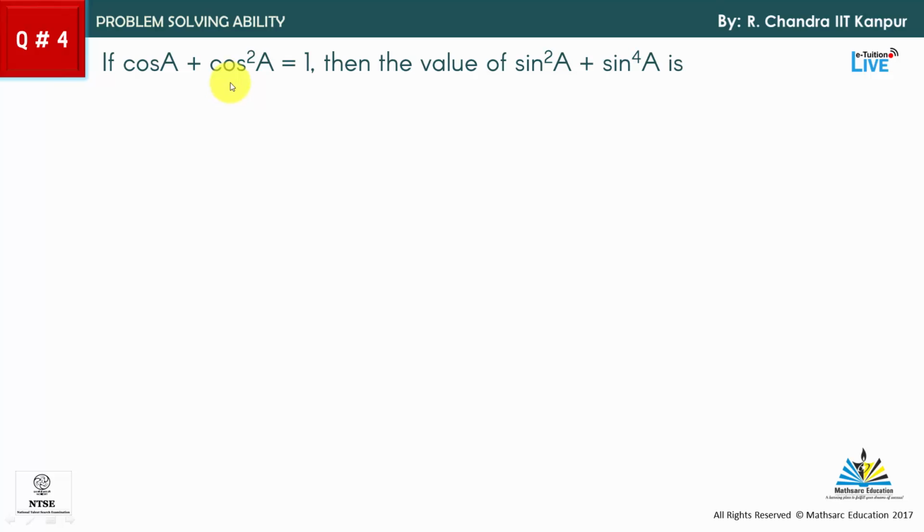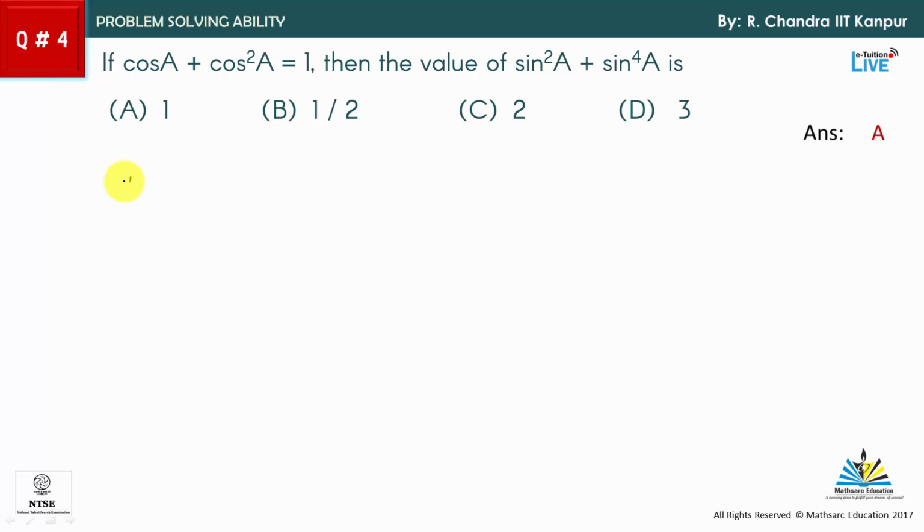If cos A plus cos square A equals 1, then the value of sin square A plus sin to the power 4 A is, we have 4 options, A, B, C and D. So here is the answer for this question. You can solve on your own and match your solution. The answer to the question is option A. We need to find sin square A plus sin to the power 4 A.